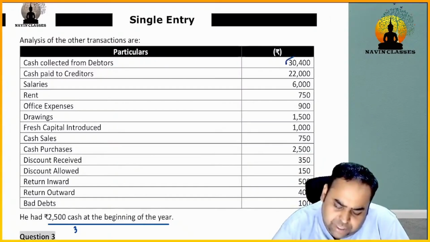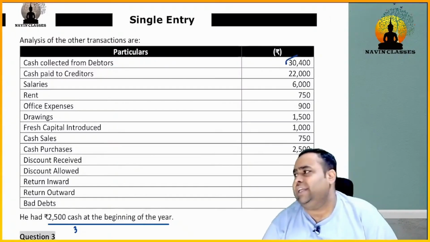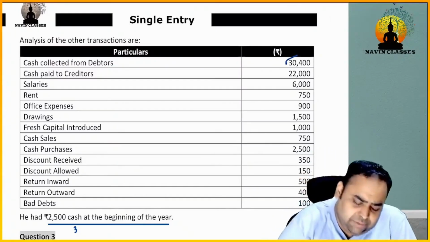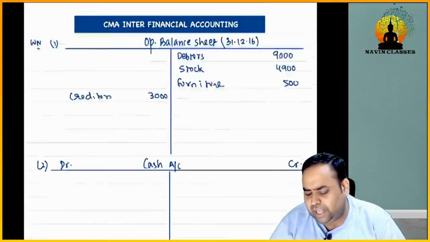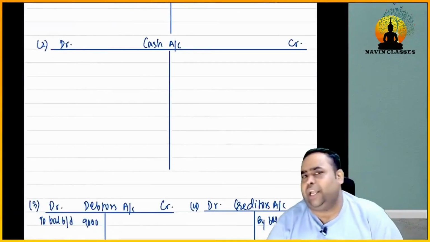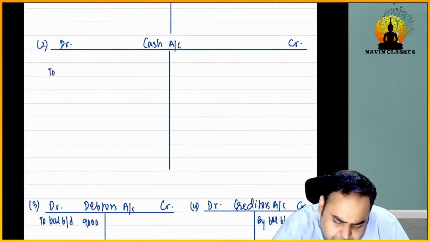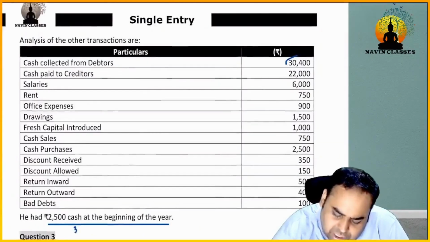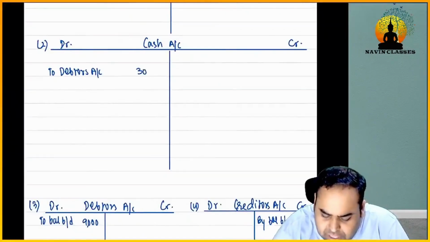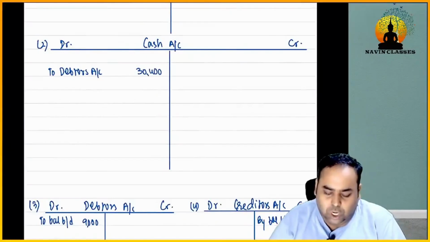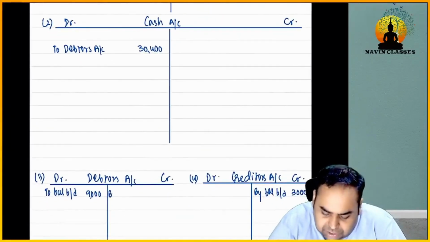Cash collected from debtors, 30,400. I collected cash from debtors. Tell me its impact will be on which ledger accounts. If cash collected, it will be in cash account, and if from debtors, it will be in debtors account. Cash account debit to debtors 30,400. And in the debtors account, by cash 30,400.